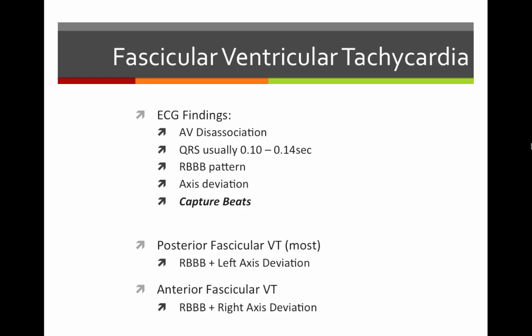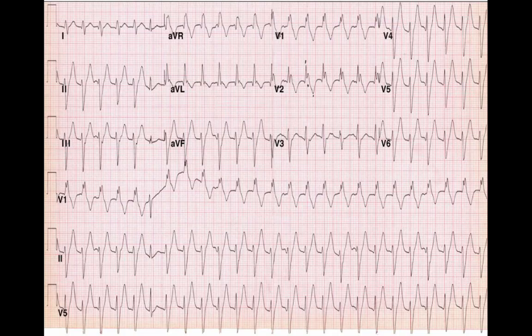And the biggest thing to see are capture beats. It's very easy to misdiagnose this as an SVT with aberrancy. So if you see a capture beat with this patient, that's when you know you have this fascicular VTAC. It can either originate from the posterior or anterior fascicles. Your posterior fascicular VTAC, which is the most common of your fascicular VTACs, it's going to be your right bundle branch pattern with left axis deviation. And then with an anterior fascicular VTAC, you're going to see a right bundle branch pattern with a right axis deviation.